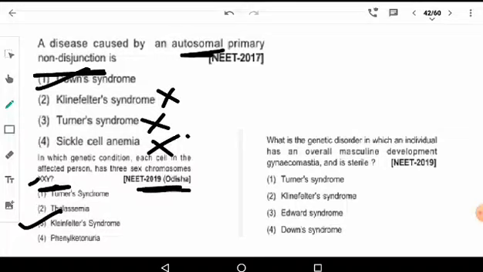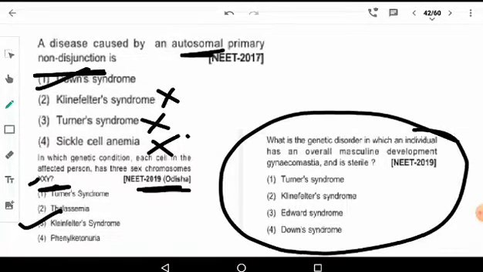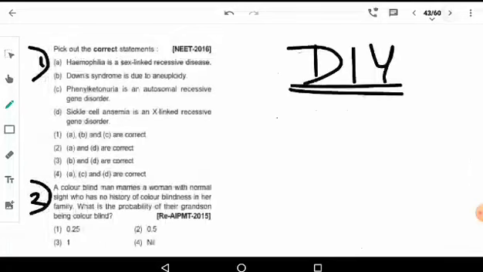So this is a very repeated question. Look here, this is NEET 2019, and again there was a question on Klinefelter syndrome, and here we can see a question based on Klinefelter syndrome, just a little twist. So this portion on chromosomal disorders is very important. In 2017 also a question came, in 2019 also a question came.